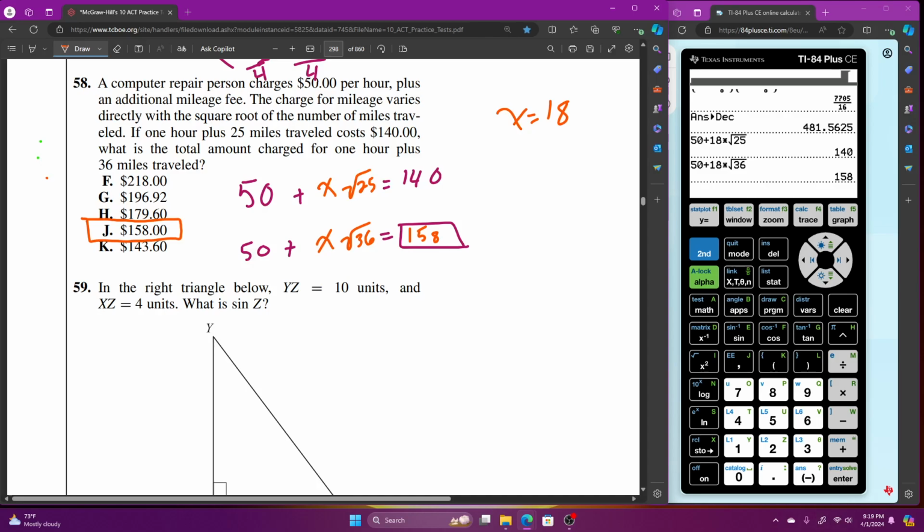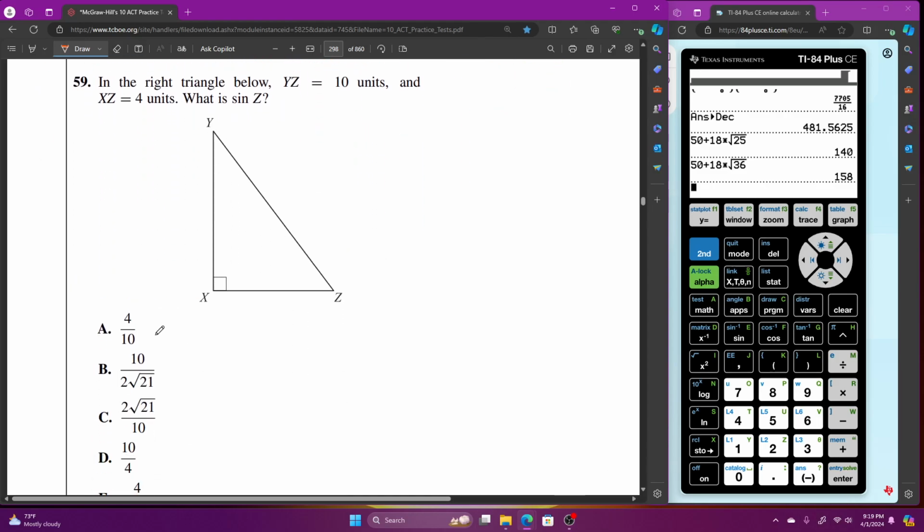There we go. Number 59, in the right triangle below, YZ is 10 and XZ is 4. What is the sine of Z? And we know sine equals opposite over hypotenuse. Our hypotenuse is 10, something over 10. Our opposite side, our O over here.